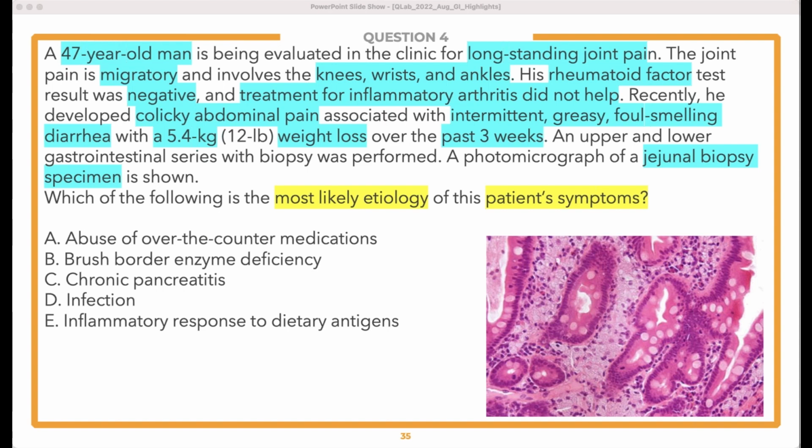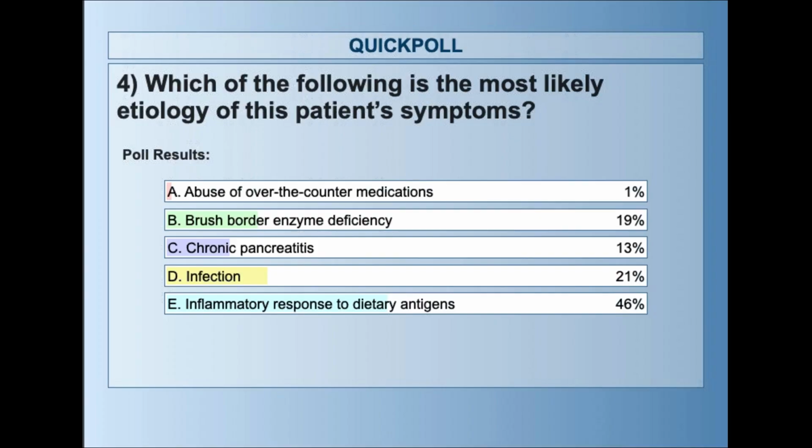Okay, so a little under half of you went with answer choice E, inflammatory response to dietary antigens. I know that E has been the correct answer the last couple of choices, so maybe folks are playing the odds here. And in kind of a close tie for second are infection and brush border enzyme deficiency. So let's see what the correct answer is.